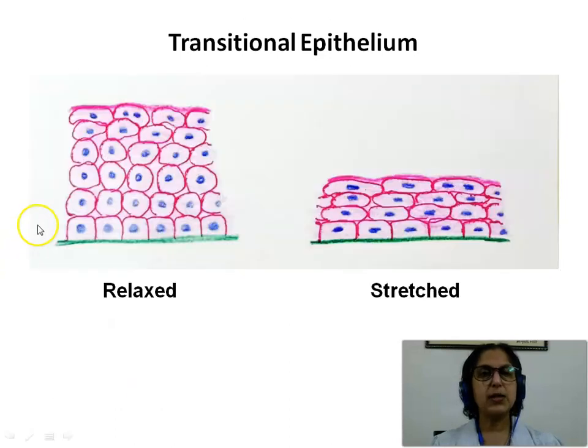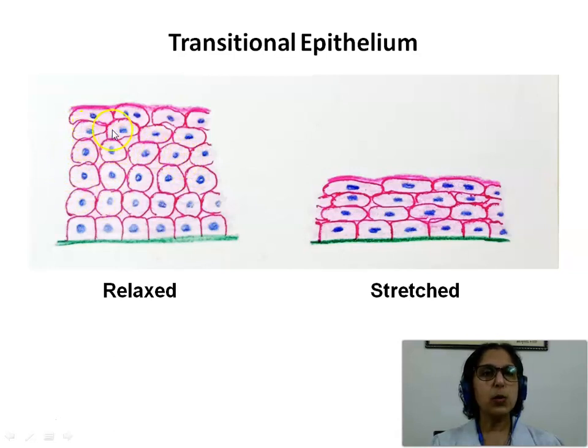What we see here are the diagrams of the transitional epithelium in a relaxed state and in a stretched state. So when the epithelium is relaxed, we have the deepest layer resting on the basal lamina made up of cuboidal or low columnar cells. Then there is the middle layer or the deeper layer of cells which are polyhedral.